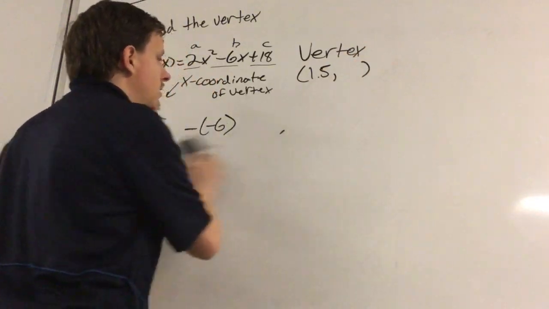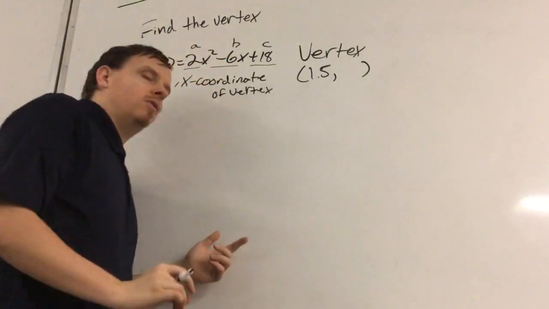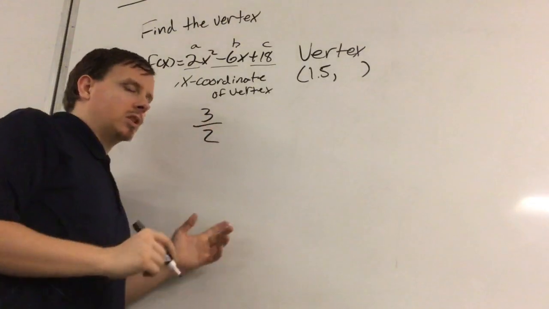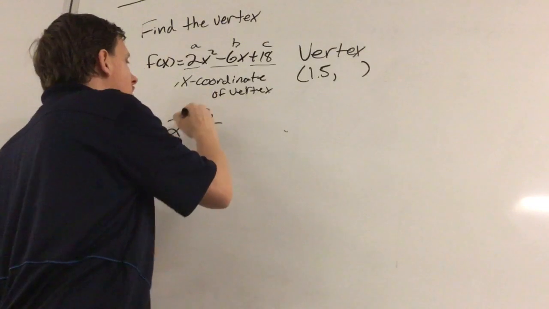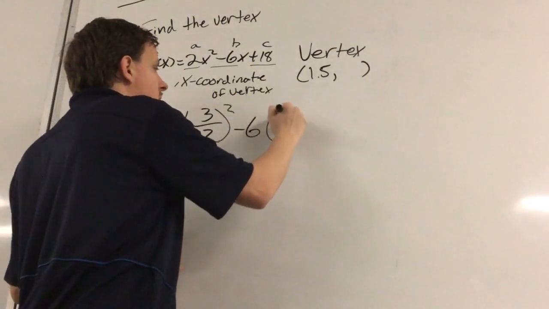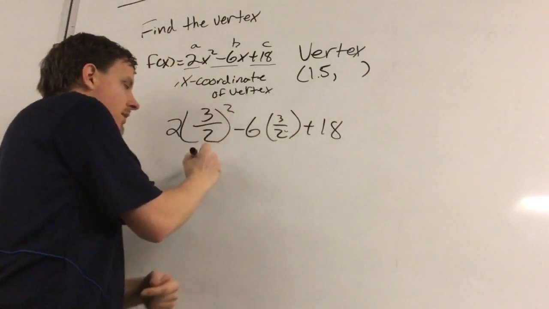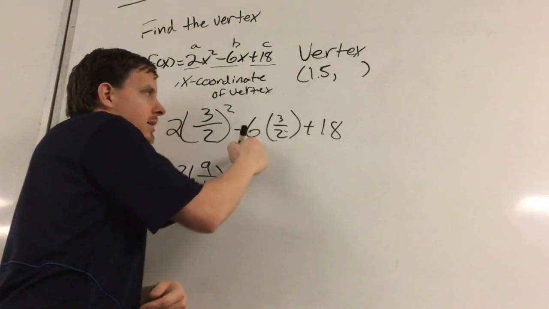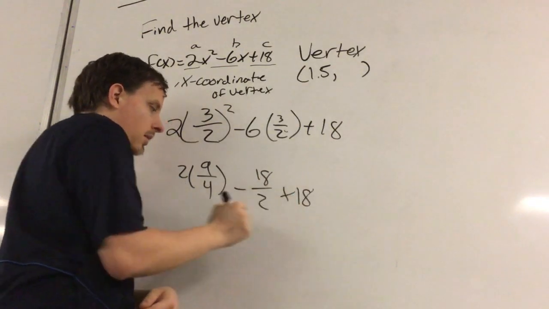So we're going to plug that into the original equation to find the y value. I, instead of using 1.5, decided to do this with 3/2, which is the fraction form of that. If you would rather do it with 1.5, it won't affect the answer at all. So 2 times 3/2 squared minus 6 times 3/2 plus 18. 3/2 squared is 9/4 times 2 minus 6 times 3 is 18 over 2 and plus 18.